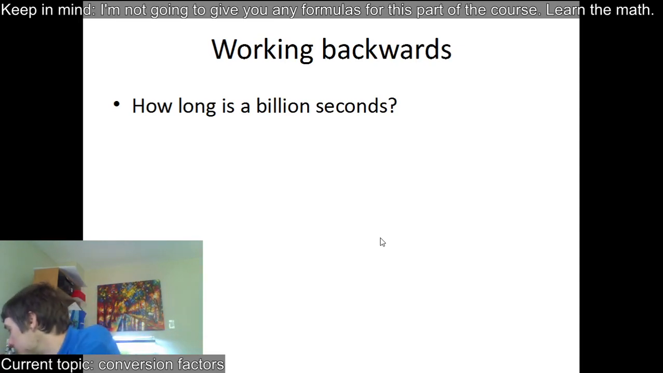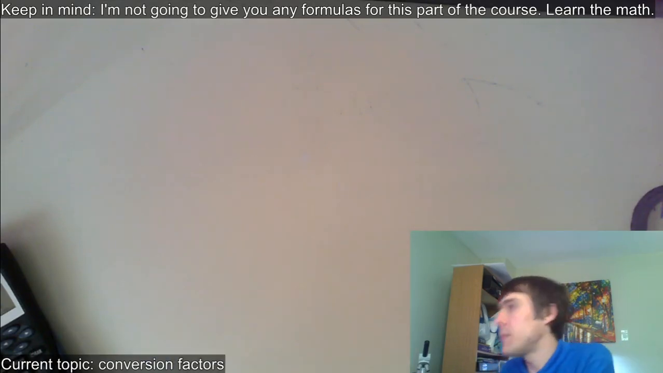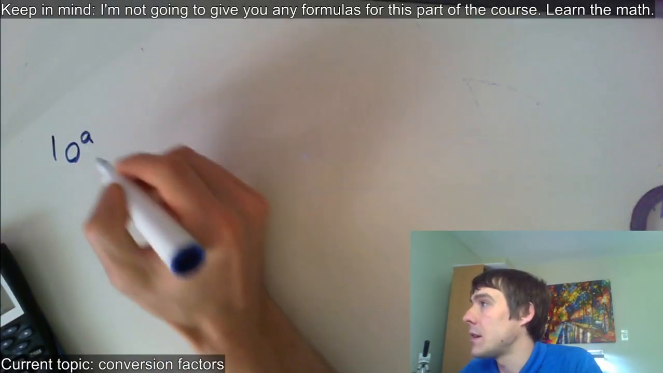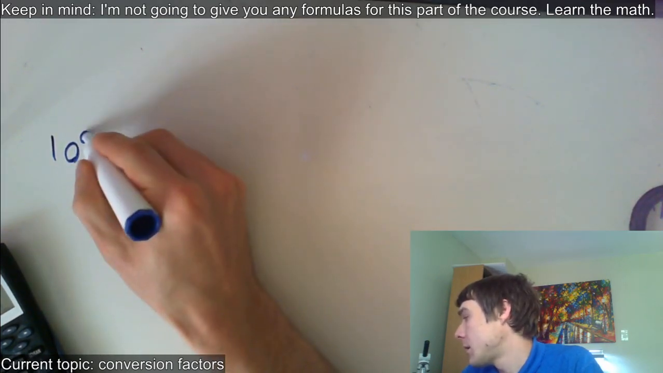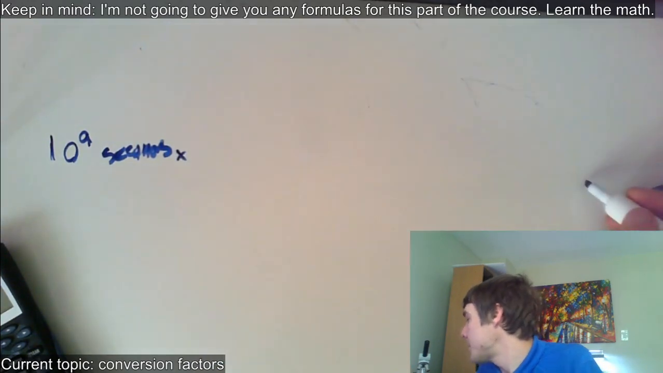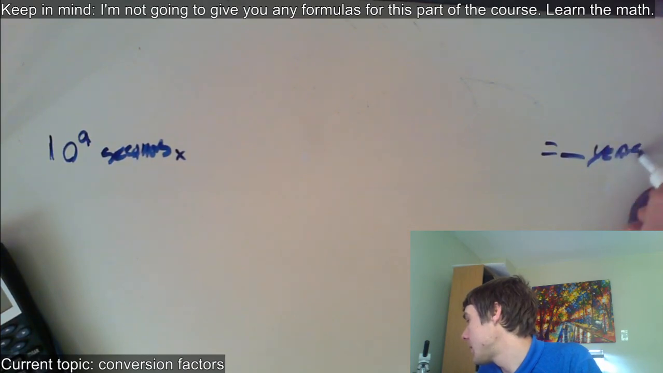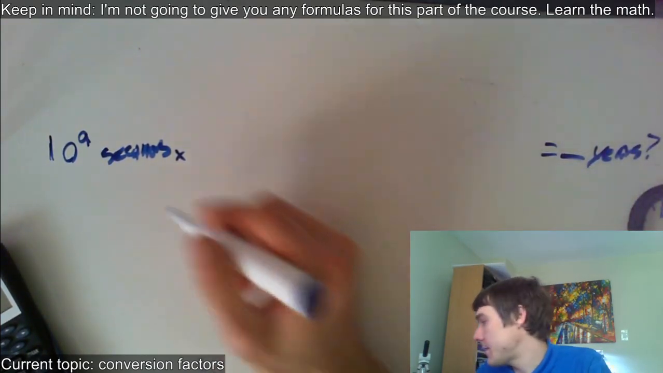Well, here's where the unit factor method shines. How long is a billion seconds? We start with 1 billion seconds. We're going to just go 10 to the 9 for a billion, 10 to the 9 seconds. And I want to multiply it by a bunch of things, and I'll end up with how many years? Right? How many years? Well, 10 to the 9 seconds.